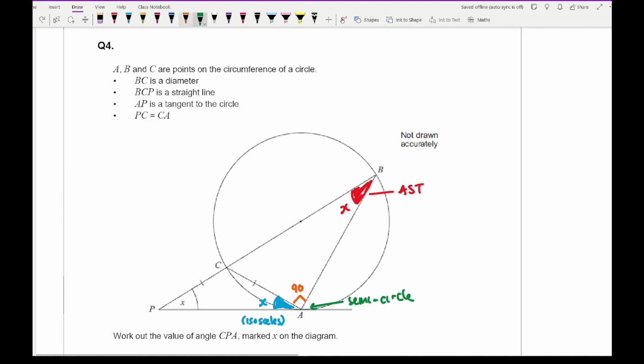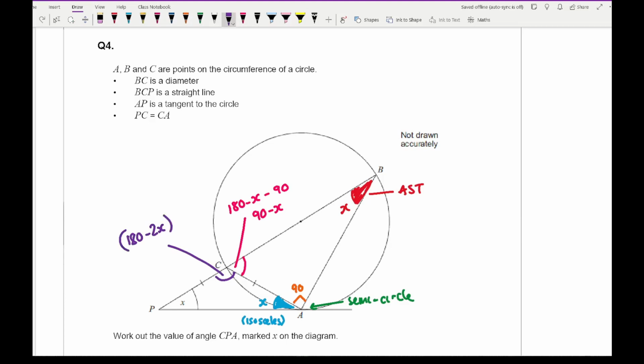So from this I can work out what angle this is going to be. Let me use a different color. Let's go for this one here. So this angle here is going to be 180 minus x minus 90, which gives me an answer of 90 minus x. Then I can work out what this angle is going to be. Let's go for purple. So this angle here is going to be 180 minus 2x.